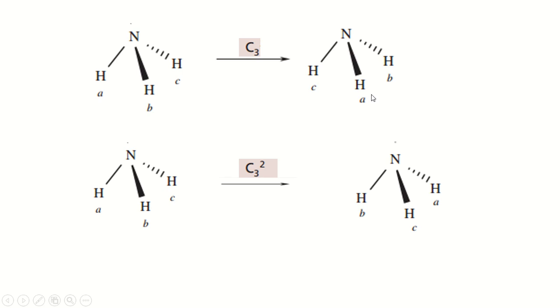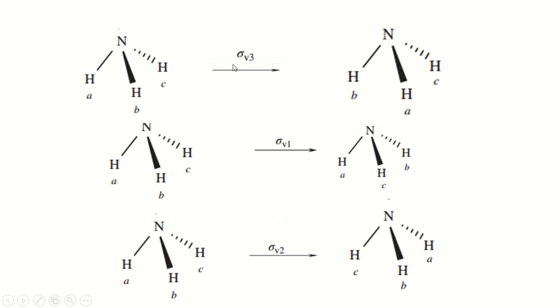And what happens if sigma V1 is applied to this molecule? Sigma V1 means we should take this angle as a plane of symmetry. It means we should pass the plane of symmetry through hydrogen A and nitrogen. So what will happen? B will go to the place of C, and C will go to the place of B. This is actually sigma V2.